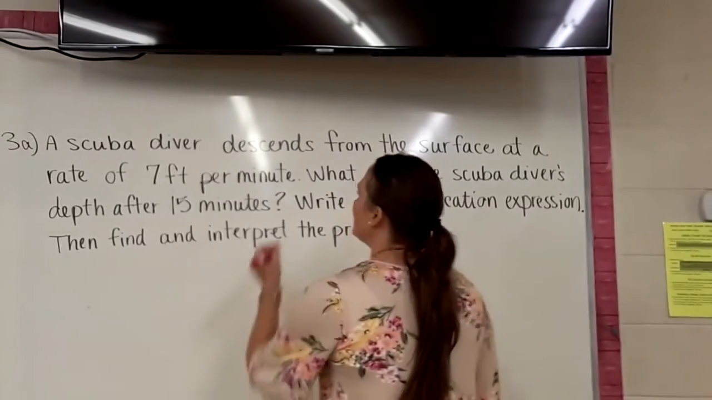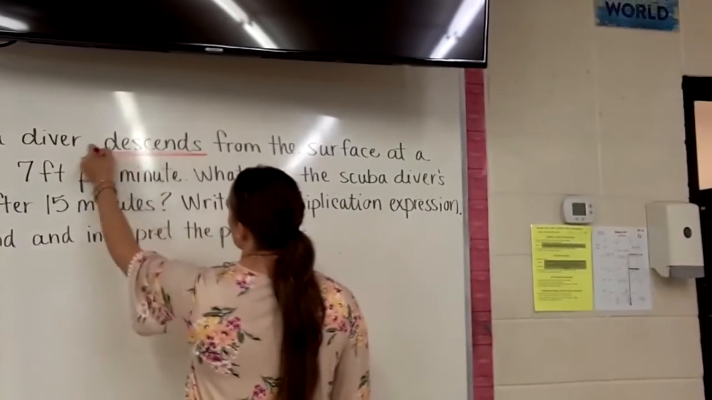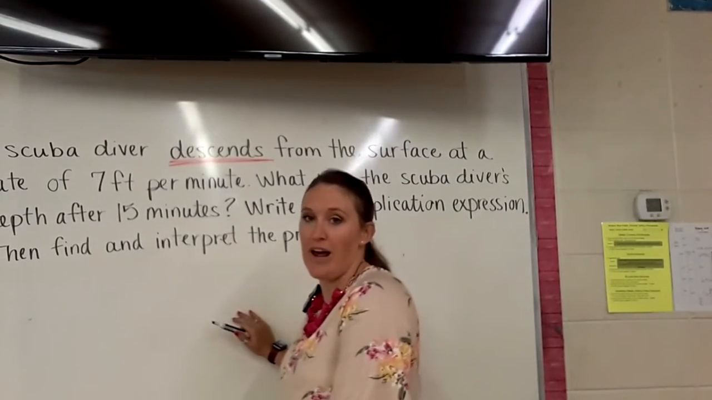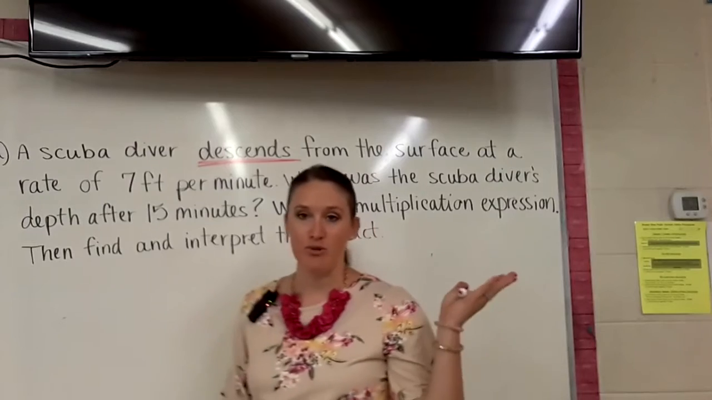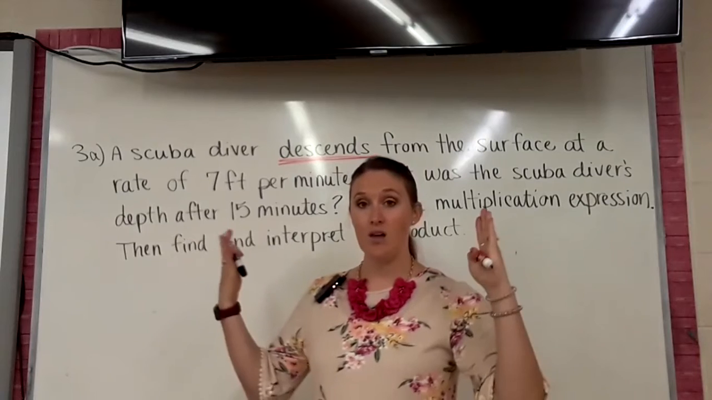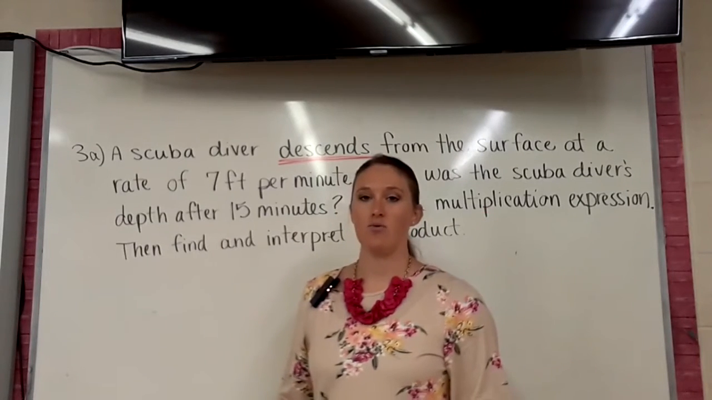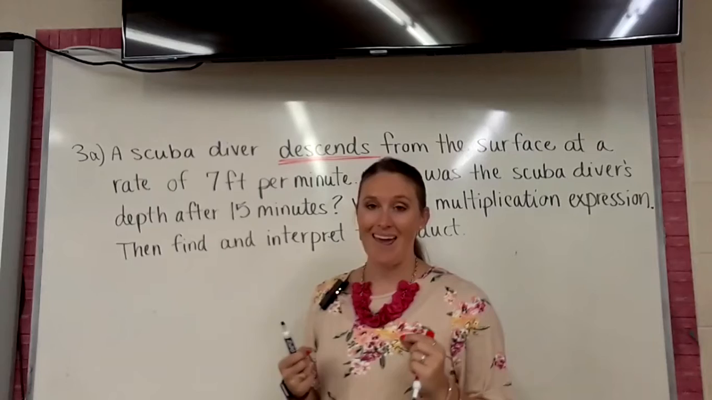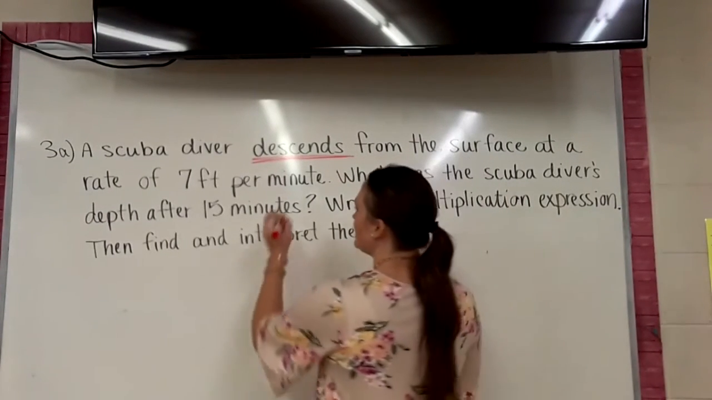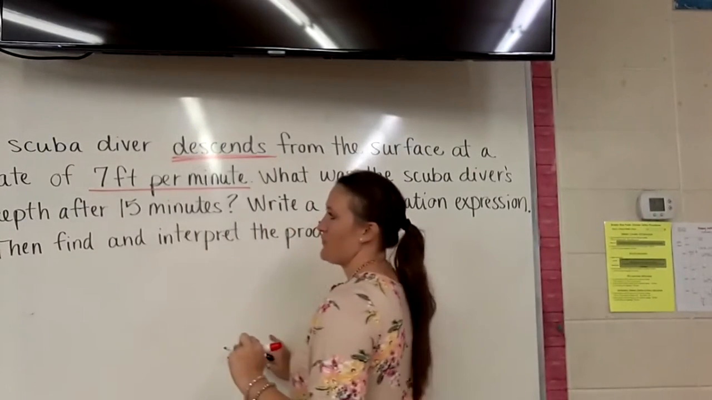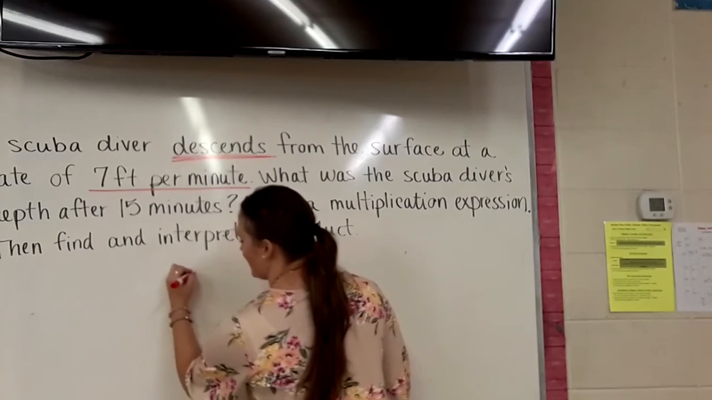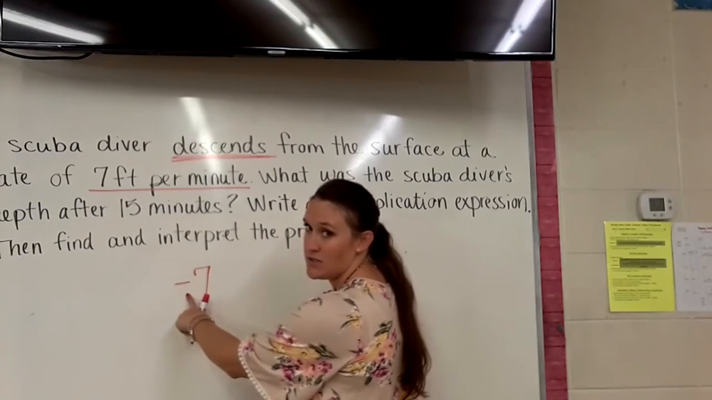So the scuba diver descends. I want to talk about that word because that's very important. Descends means going down. So it's a scuba diver, so they're diving down, like a lot of people do up at Broken Bow Lake. So ascend, when it starts with an A, that goes up. Descend goes down. So we would represent that with a negative integer. So when it says he descends from the surface at a rate of 7 feet per minute, we have 7 feet per minute. That is my integer, so he's descending at that rate. So he's going down 7.